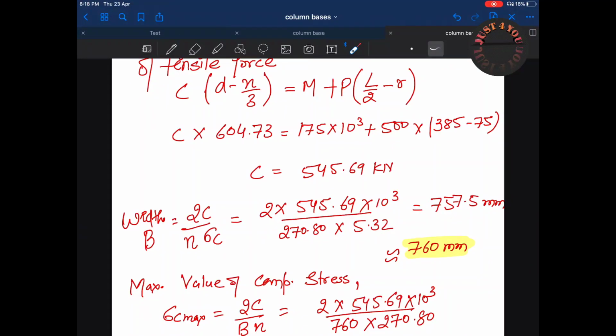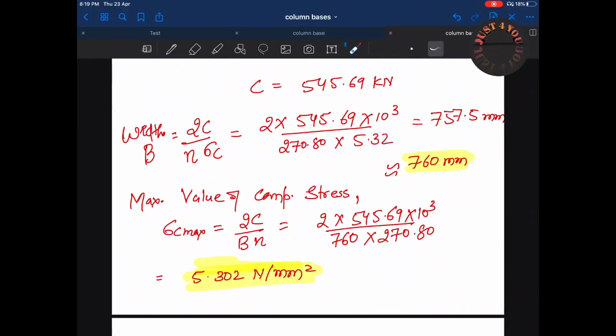Now the width can be calculated by this formula, 2C upon N sigma_c. And here is your C. We put the value of C in this equation. N is 270.80 and the sigma_c value is 5.32. We get 757.5 mm, or we can take it as 760 mm.